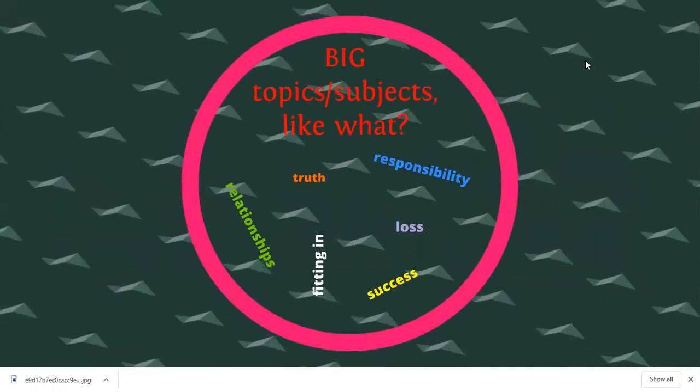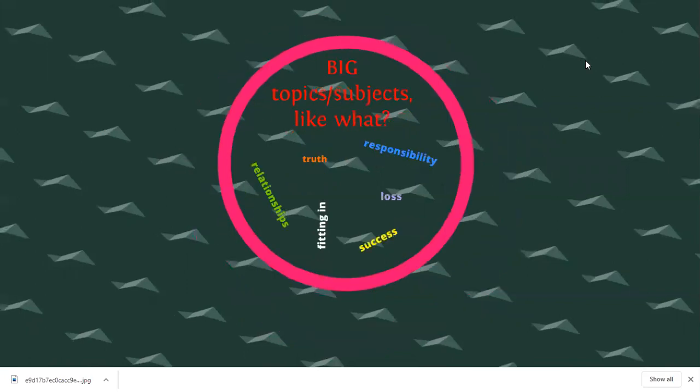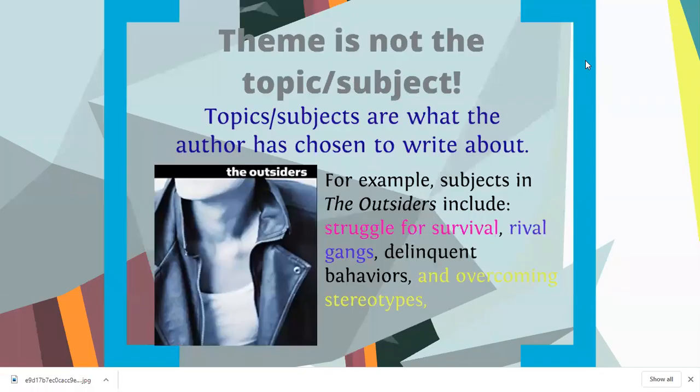So big topics, those are themes, right? As you're reading, you have to think about the theme. The theme is the most important thing to think about, because that's going to base your whole writing. If you're doing your task essay, the theme and the big topic is what you're actually writing about.